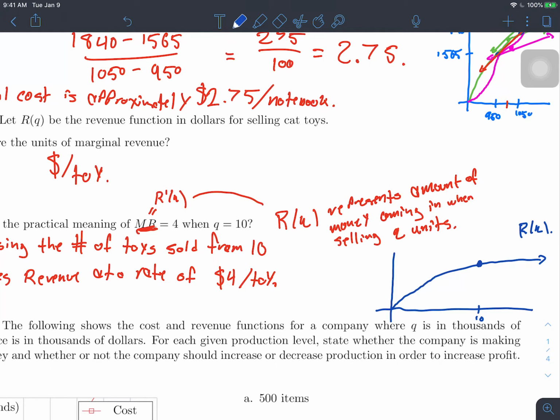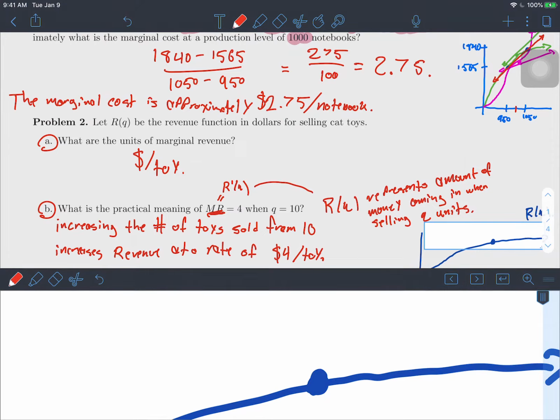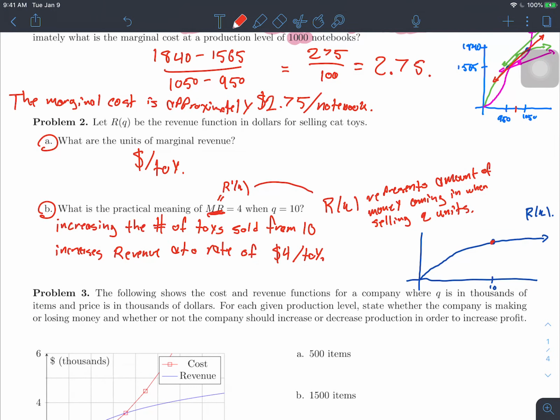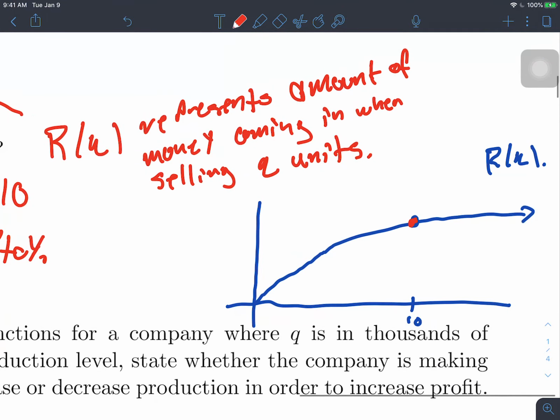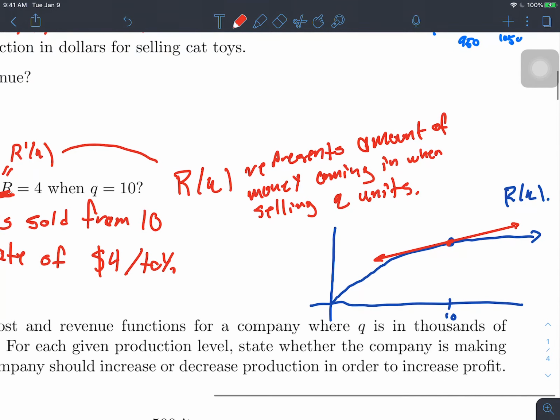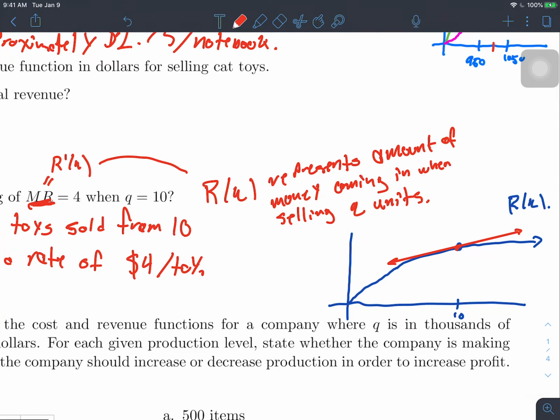Yes, Ellie? Is that like at the production level of 10, the slope is 4? Yes, that's exactly right. In other words, the slope at this point, which remember we call the slope of a curve at a given point, what we're really referring to is the slope of the tangent line to the curve at that point. The meaning of MR equals 4 is exactly to say that the slope of this red line is 4.